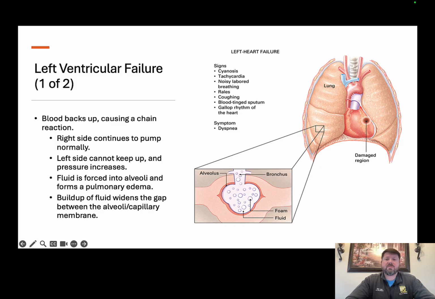Pressure within the pulmonary vessels increases, and then fluid is forced out of the pulmonary capillaries into the alveoli. So this is where you're going to have the pink frothy sputum. The pulmonary edema is caused by the left-sided heart failure. The buildup of fluid widens the gap between the alveoli capillary membrane, impairing the diffusion of oxygen and carbon dioxide. So instead of having air in the alveoli for gas exchange, you now have fluid that's been forced into the alveoli, and it is taking up the space where air should be.